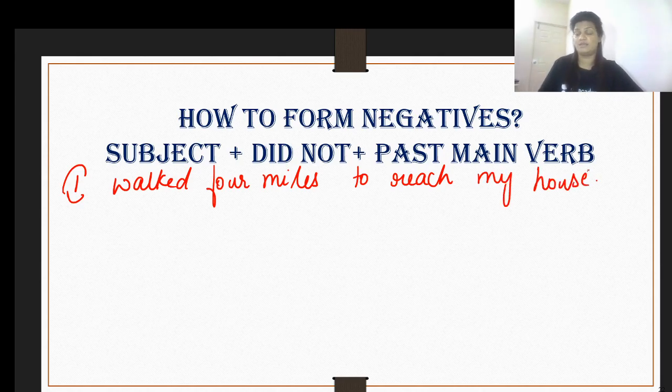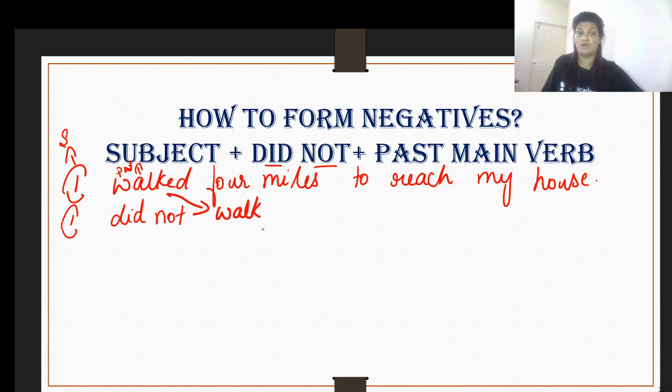I walked 4 miles to reach my house. Now let us convert this into the negative. What is the sentence structure over here? You have subject, and then soon after that you have past verb, right? When you convert this into the negative statement, you keep the subject intact and you bring in did not. I did not, and the walked over here gets converted into walk.